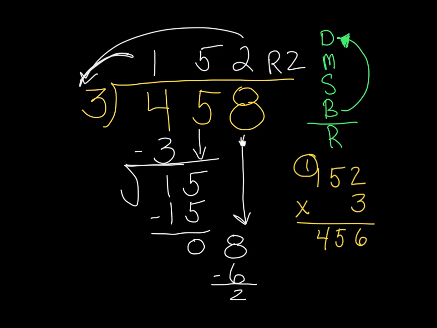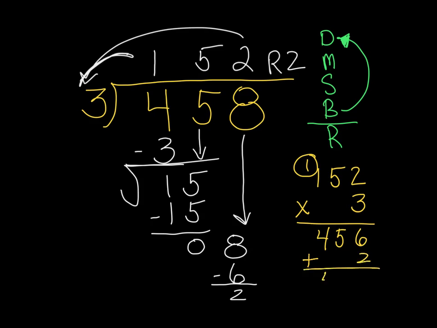456, and the number that we're supposed to get is 458. I don't see a match. Well, that's because in this problem we had a remainder, and the remainder is 2. And when we check, and there's a remainder, we always have to add on our remainder to our check.